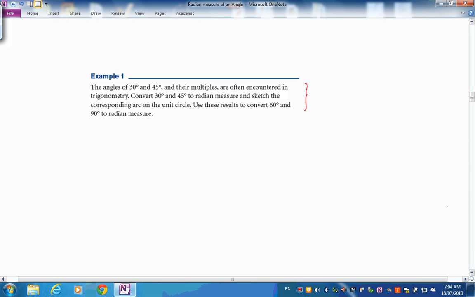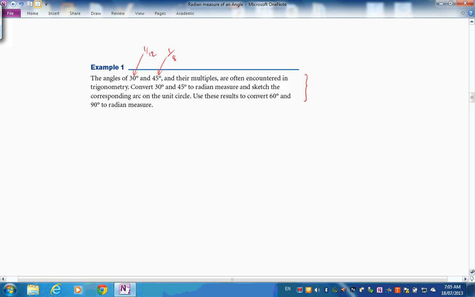Okay. So here, I said this was a sixth, this is a twelfth of a revolution. I was talking about 180 instead of 360. So this is an eighth of the whole circle. So the multiples, they're often encountered in trigonometry. Let's convert those to radian measure and sketch the corresponding arc on the unit circle. And use these results to convert 60 and 90 to radian measures. So let's come down and have a look.